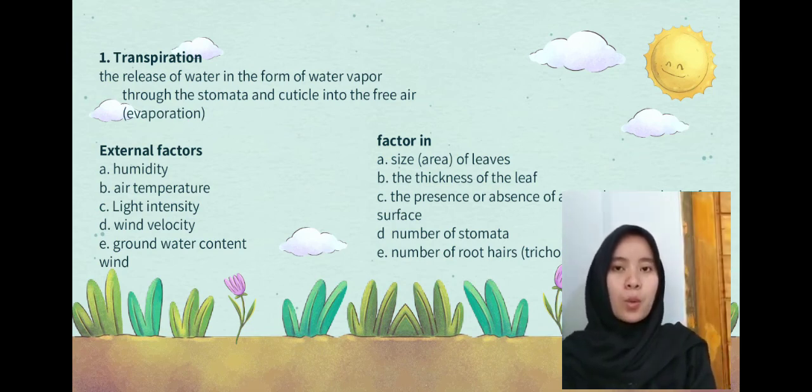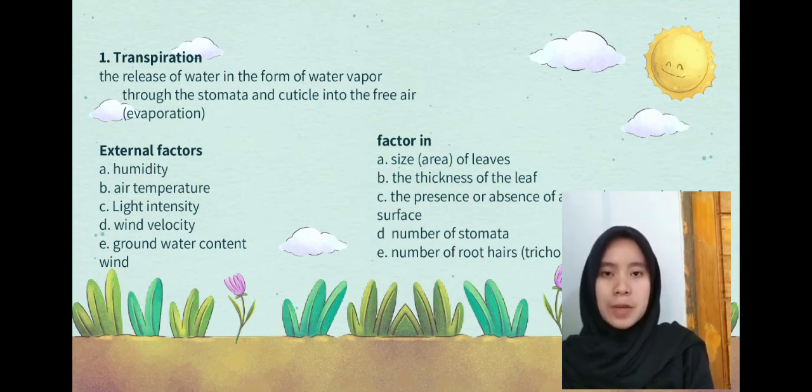Internal factors: one, size or area of the leaves; two, the thickness of the leaf; three, the presence or absence of a waxy layer on the leaf surface; four, number of stomata; five, number of root hairs.